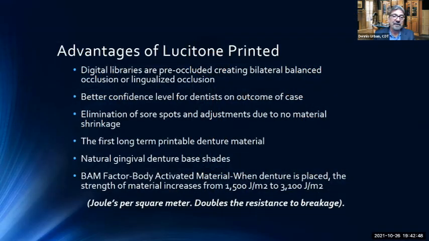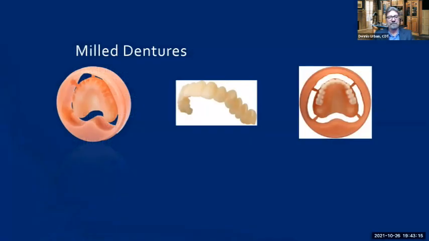And there's also something with this printed denture, they call it BAM, the BAM factor, or body activated material. When the denture is placed in the mouth with this material, the strength of the material actually increases from 1,500 joules per square meter to 3,100 joules per square meter. And that's tremendous. And that doubles the resistance to breakage. So that's a pretty cool feature right there, with this material. And more of these printed materials are coming to the market, and this is where technology has come a long way with printed dentures.